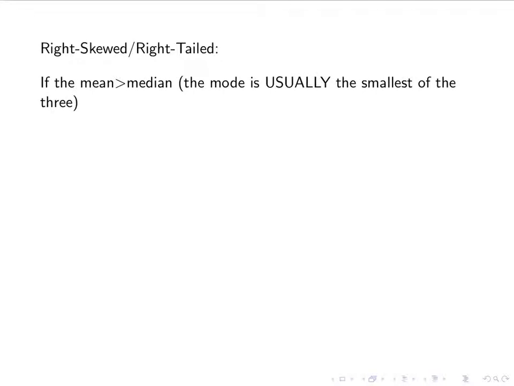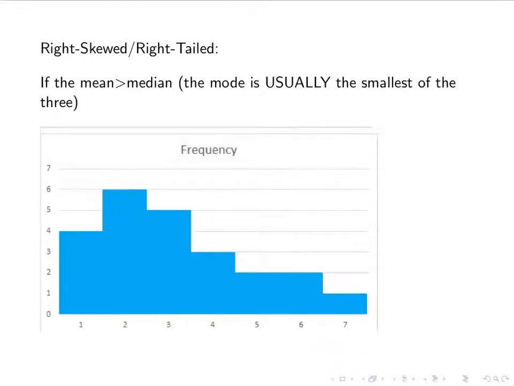And the last one is right-skewed or right-tailed. This happens if the mean is bigger than the median, and then typically the mode is the smallest of the three. So in our picture, again, we have a tail. If I consider this to be some type of animal, this would be the tail, and it's on the right-hand side. So this is right-tailed. And the mode is usually the smallest of the three.